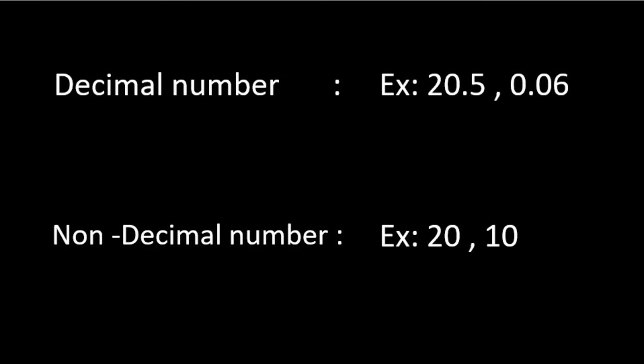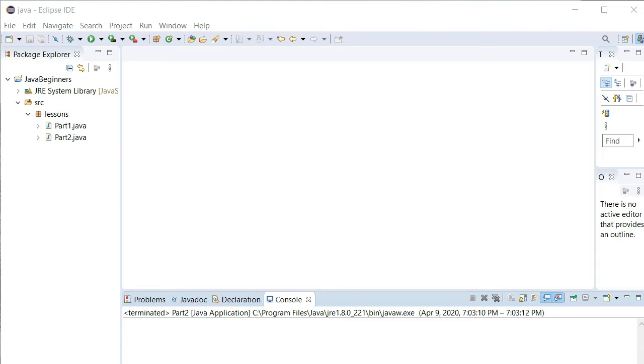In the previous video, we discussed arithmetic operations with non-decimal values. What happens if we receive decimal values for our operations? To do that, I will create a new class.